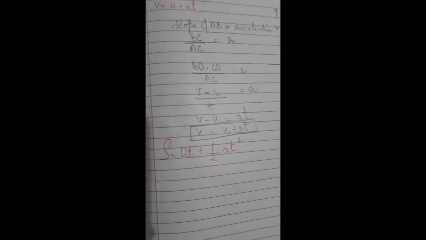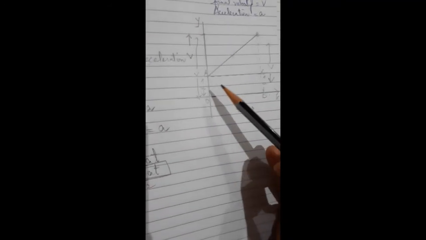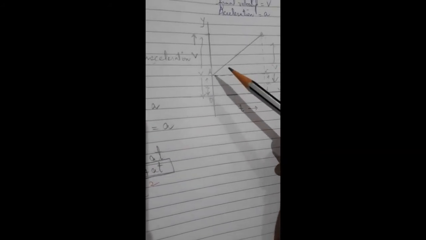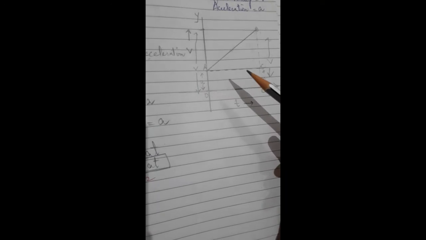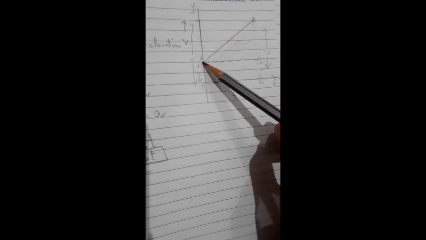Now the second equation of motion, that is S is equivalent to ut plus 1/2 of at square. So look at this velocity time graph. We need actually S, displacement. As I told you in the previous lecture, the area under the velocity time curve gives you displacement, and here the area under this curve is this portion. So I will get this area.